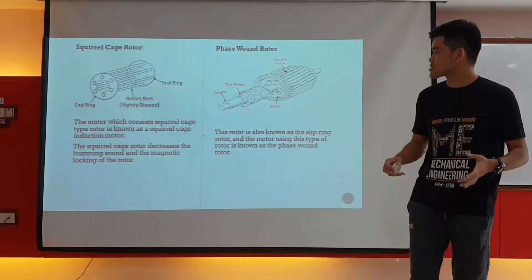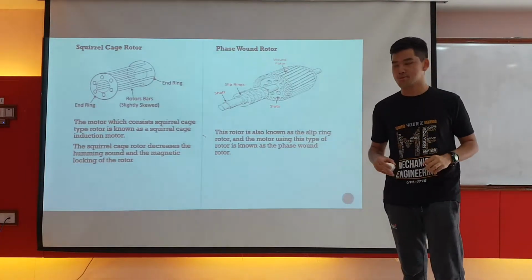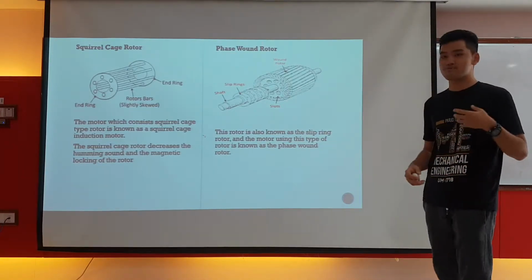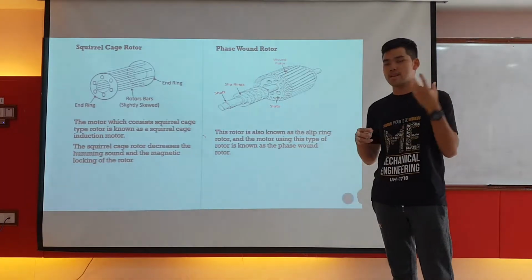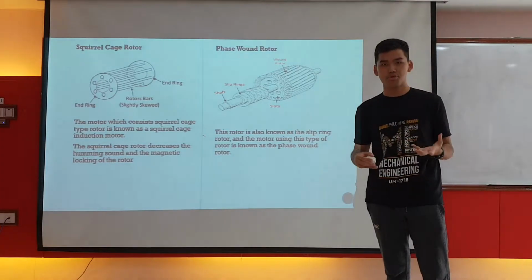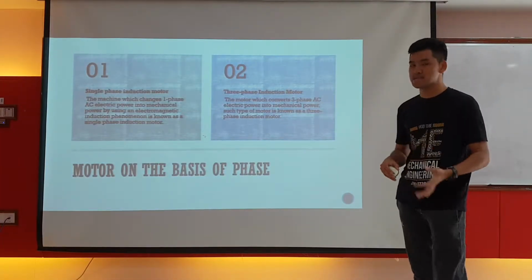So this squirrel cage rotor will decrease the humming sound and the magnetic locking of the rotor. Then next is a phase wound rotor, which is also known as a slip ring rotor. And the motor using this type of rotor is also known as a phase wound motor. Then next we'll be looking at the single phase induction motor and the three phase induction motor.